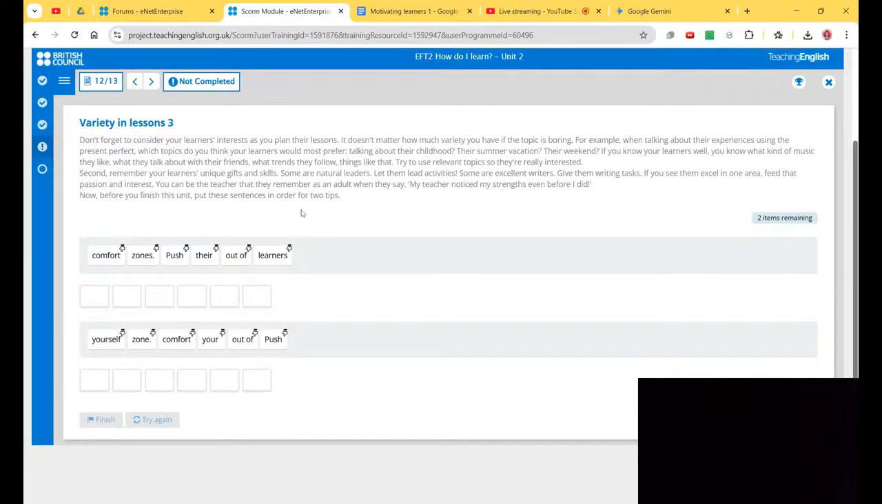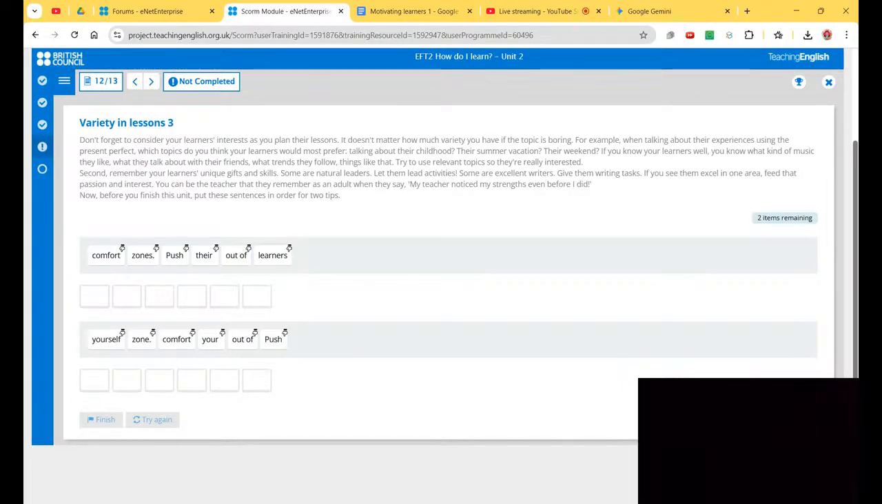Second, remember your learners' unique gifts and skills. Some are natural leaders, so let them lead activities. Some are excellent writers, so give them writing tasks. If you see them excel in one area, feed that passion and interest. You can be the teacher that they remember as an adult when they say, "My teacher noticed my strength even before I did." Now, before you finish this unit, put this sentence in your other photo tips.